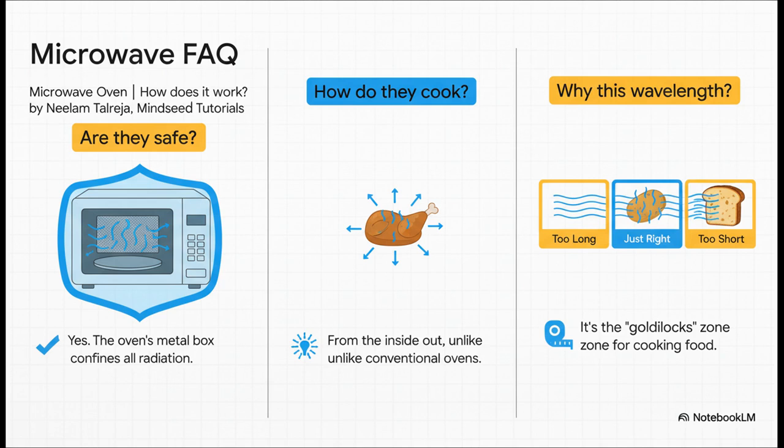Now, why these waves? Well, it's a bit of a Goldilocks situation. Longer waves, like radio waves, would just pass right through the food. Shorter waves would only cook the very surface. Microwaves are just right. They penetrate the food perfectly to heat it quickly and efficiently.